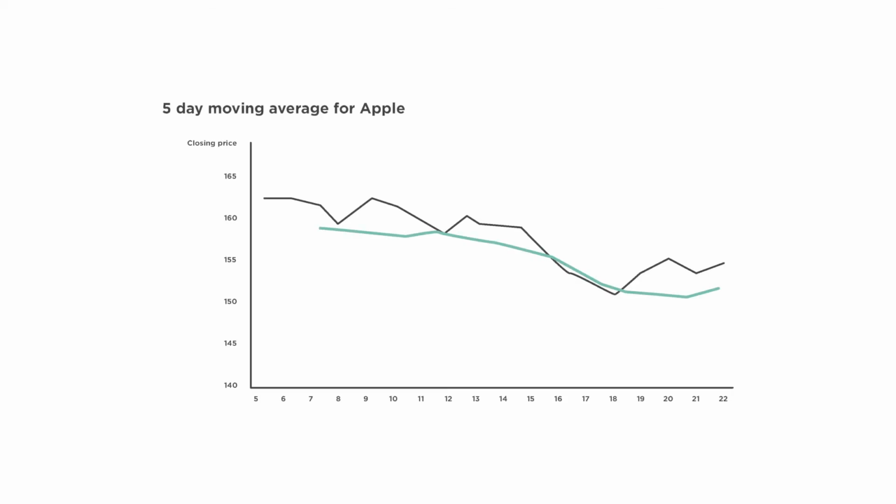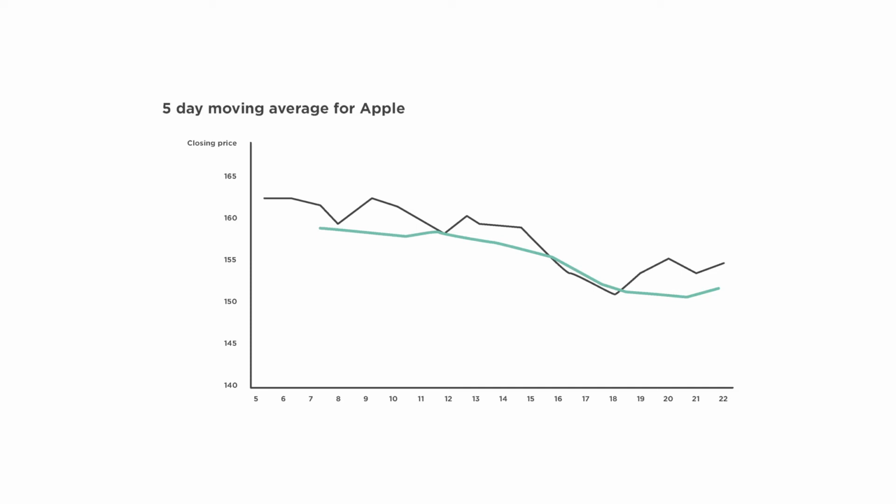The two basic and most commonly used moving averages are the simple moving average, which is a simple average of a security over a defined number of time periods, and the exponential moving average, which gives bigger weight to more recent prices. Let's look at the simple 5-day moving average for Apple. Here you can see the green line smooths out the closing price fluctuation over time.